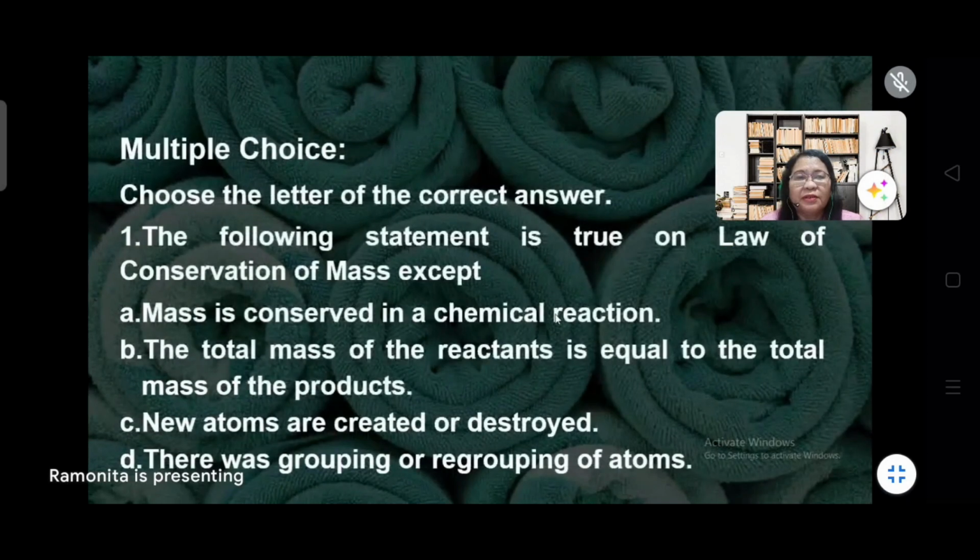Okay, let's have a short quiz. Honesty is the best policy. Okay, multiple choice. Choose the letter of the correct answer. 1. The following statement is true on the law of conservation of mass, except A. Mass is conserved in a chemical reaction. B. The total mass of the reactants is equal to the total mass of the product. C. New atoms are created or destroyed. D. There was grouping or regrouping of atoms. Answer please. Okay.